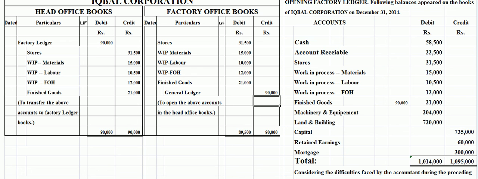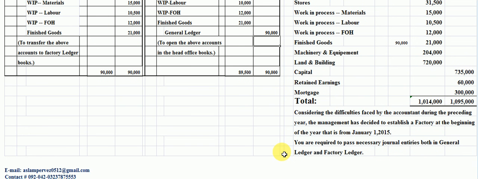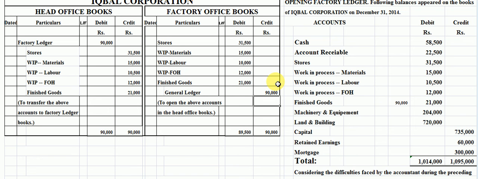Now students, looking at the book of head office, the factory ledger is debited, and in the factory office books, the general ledger is credited. Students, this is the process to transfer all the relevant accounts which belong to the factory. I hope you understand this problem. This is the only work: we have to transfer all the accounts which belong to the factory, which appeared in the book of head office, to the factory office books.